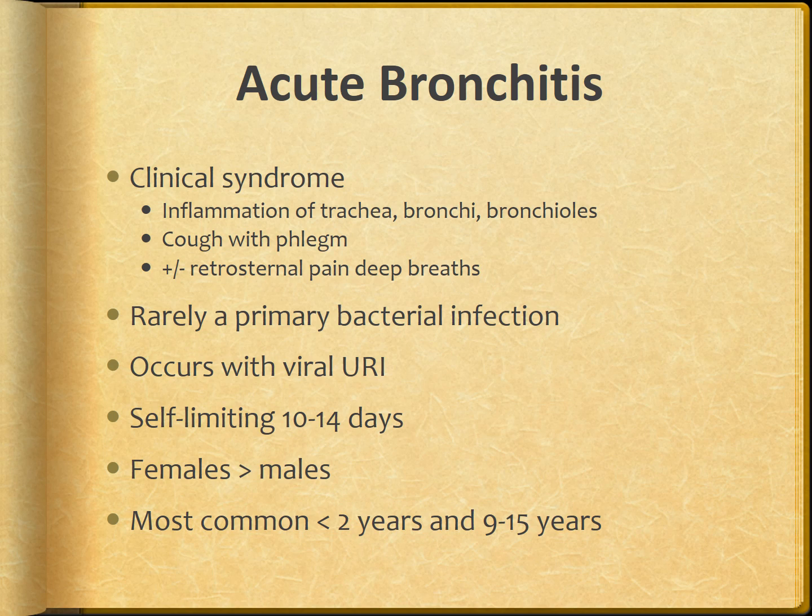Acute bronchitis is an inflammation of the trachea, the bronchi, and bronchioles. Patients would typically present with a cough with phlegm, so it could be a productive cough. And there could be retrosternal pain with deep breathing, so the patient may tell you that they have some chest tightness when they cough.